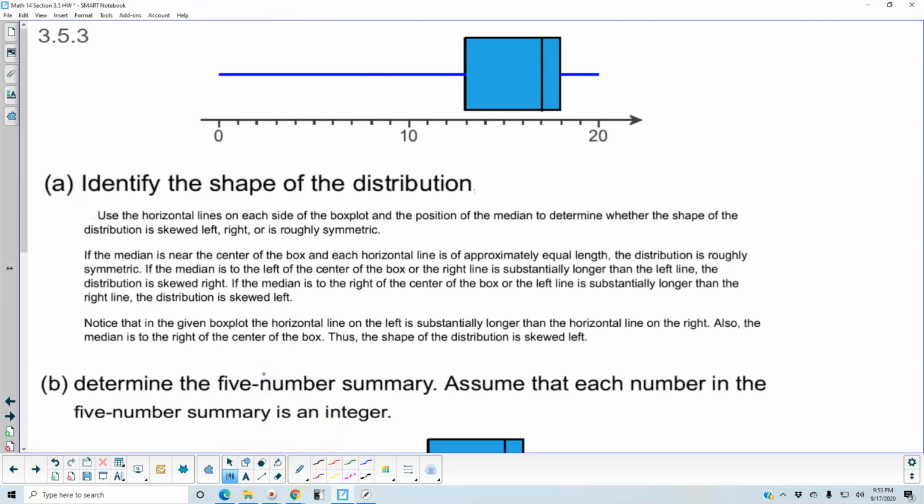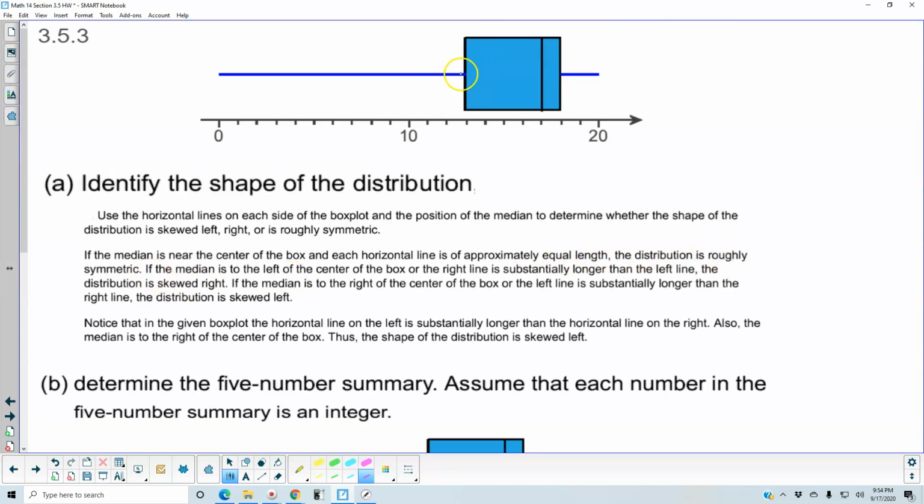Okay, for section 3.5.3, we want to be able to identify the shape of the distribution above. We're going to use the horizontal lines on each side of the box plot. So you have a horizontal line here and a horizontal line here, and the position of the median to determine whether the shape of the distribution is skewed left, right, or is roughly symmetric. Now, if the median is near the center of the box and each horizontal line is of approximately equal length, the distribution is roughly symmetric.